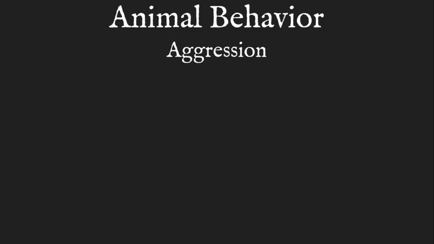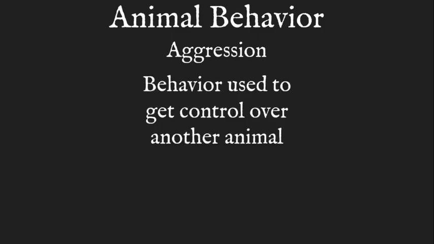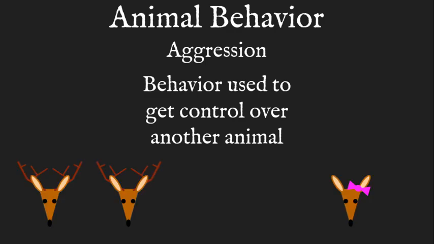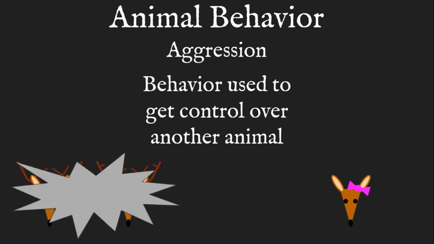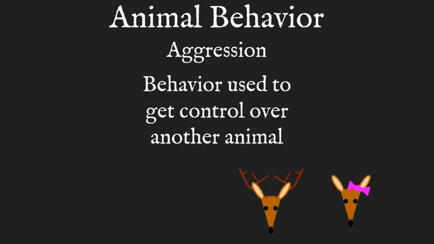Another animal behavior is aggression. It is behavior used by an animal to get control over another animal. We see this in deer, we see this in a lot of different creatures, but we're going to use deer as an example. Male deer, when they see a female deer, will often smash their antlers against each other to show dominance. Generally, the deer with the bigger antlers will come out on top, and then he will get the female as his mate.